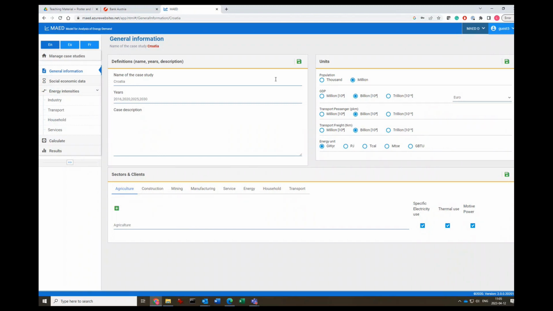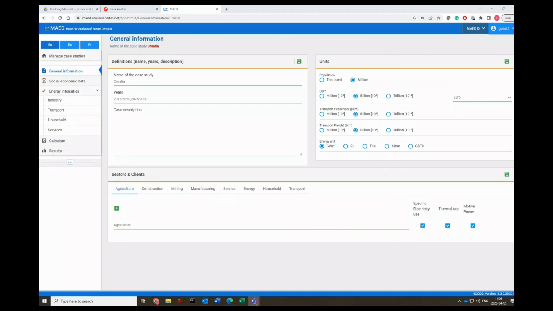Okay, so basically we want to discuss the industry sector. Have you seen this software already? I suppose you did, because you did the e-learning process. So you're familiar with the general information, where you need to define the name of the case, the years of the modeling horizon, and then the units. These are usually the default units that would appear. And then you need to define all your sectors and final energies.